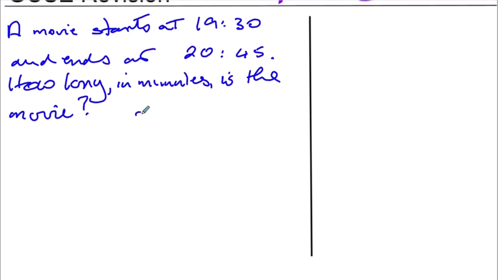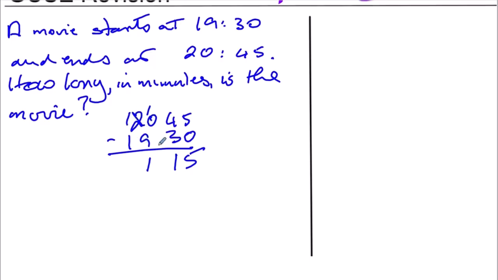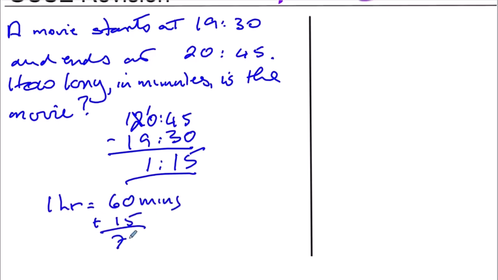So the movie ends at 20:45, minus 19:30 when it starts. 5 take away 0 is 5. 4 take away 3 is 1. 0 take away 9 we can't do. So take from here. 10 take away 9 is 1 and this is 0. So the movie is 1 hour and 15 minutes long, but the question says in minutes. So 1 hour equals 60 minutes, plus 15 minutes, so we get 75 minutes. So that's one way of doing it.